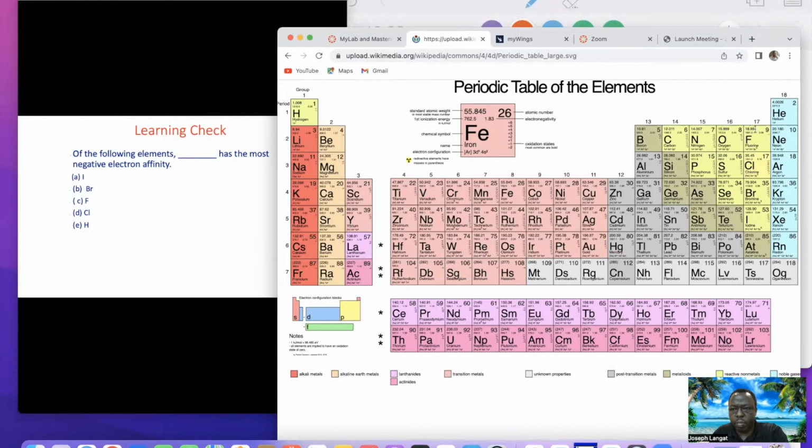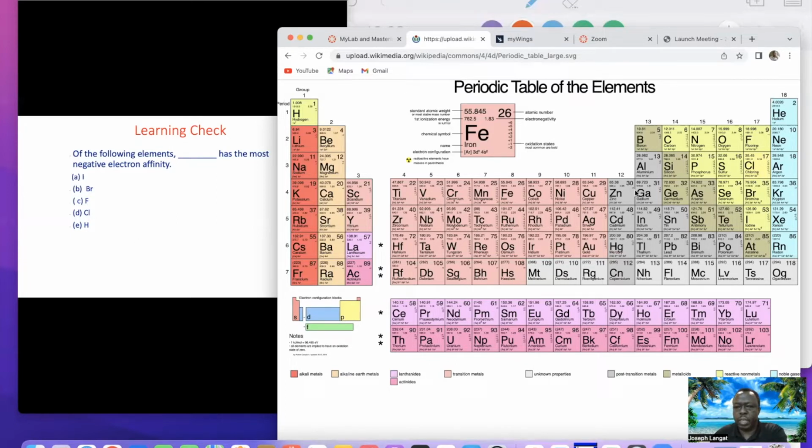Decrease as you go up. Fluorine has the most, because as you go down, it tends to decrease, and as you go up, it increases. So fluorine has the most electron affinity. C is the correct answer.